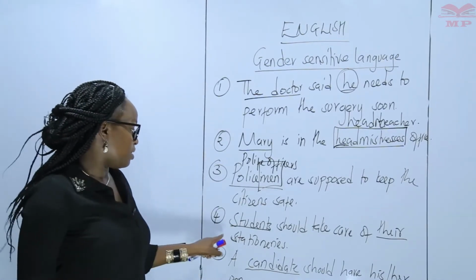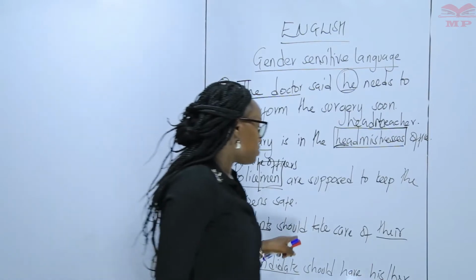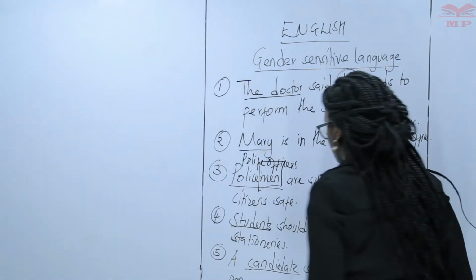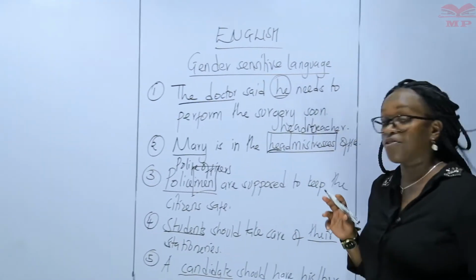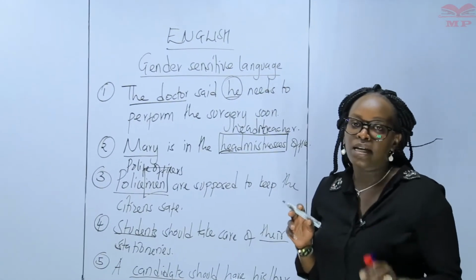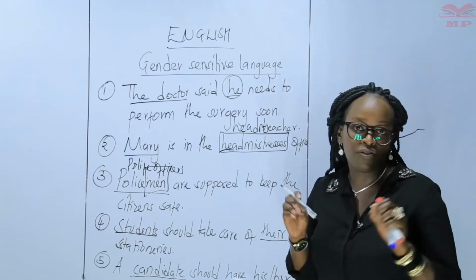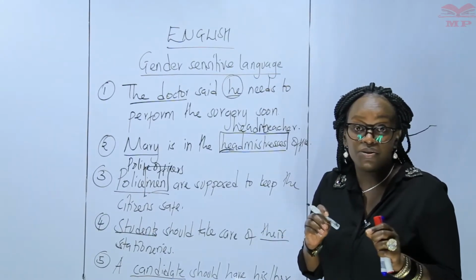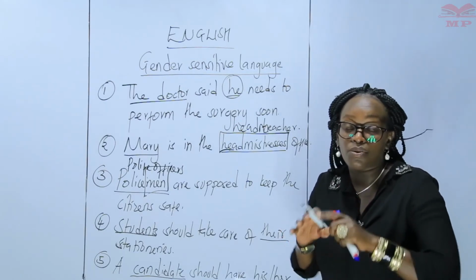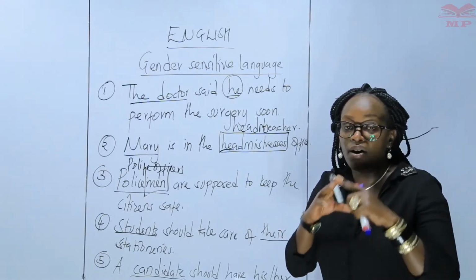Then let's go to this sentence here. Students should take care of their stationaries. That sentence is gender sensitive for the reason that a student can either be male or female. There's no dictation. We cannot say we only have male students or we only have female students. So they can come from either of the genders.